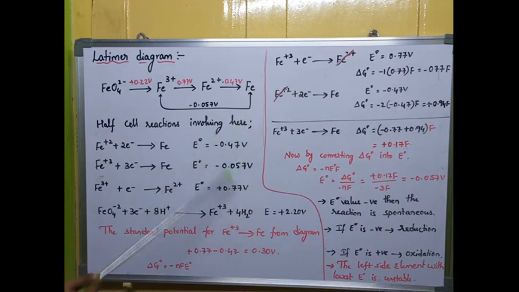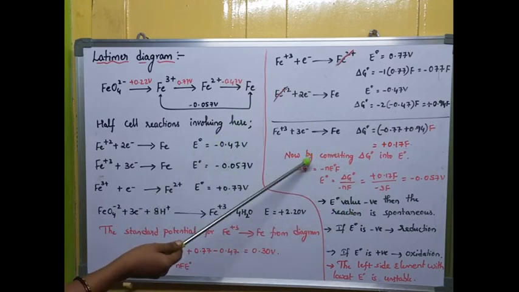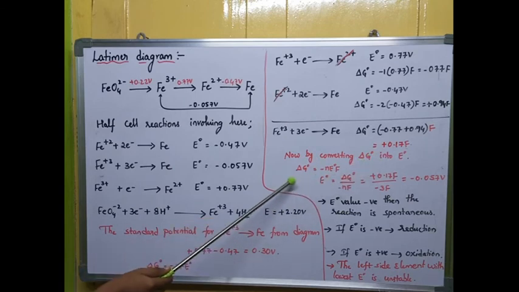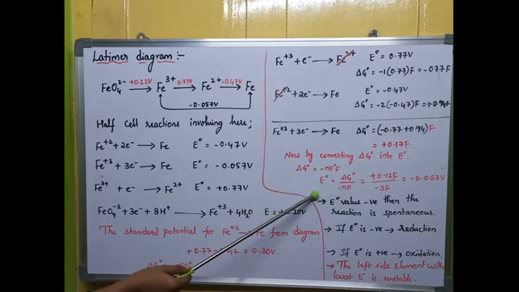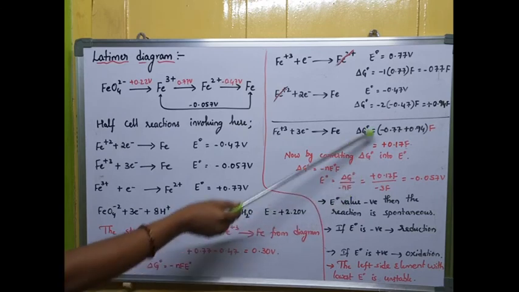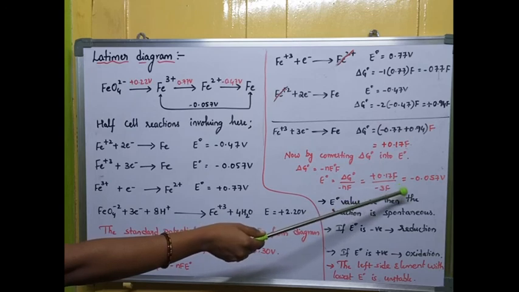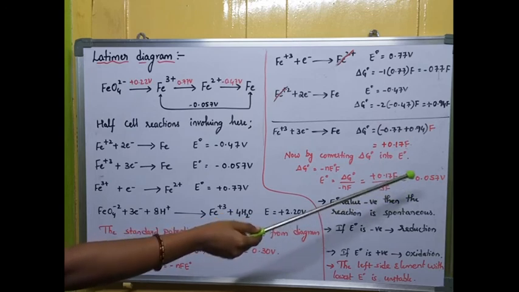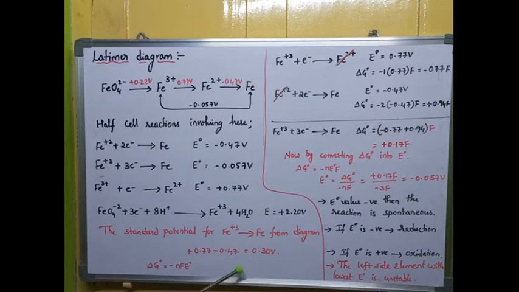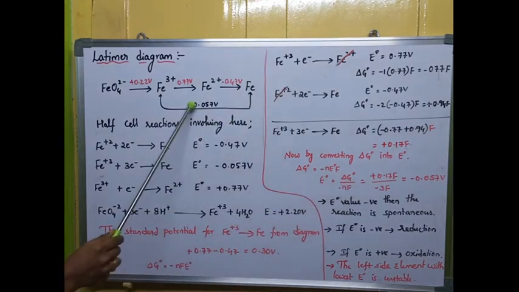This again should be converted into E0, as we are mentioning the values in E0. By converting, delta G0 equals minus nE0F, so E0 equals delta G0 by minus nF. I get delta G0, plus 0.17 Faradays, by minus 3F. So I'll get the value minus 0.057 volts. This is the way of getting the E0 values. If you add directly, we won't get the electrons balanced. So we should convert into delta G0 values and add again. Then only we'll get the actual value of the entire reaction.